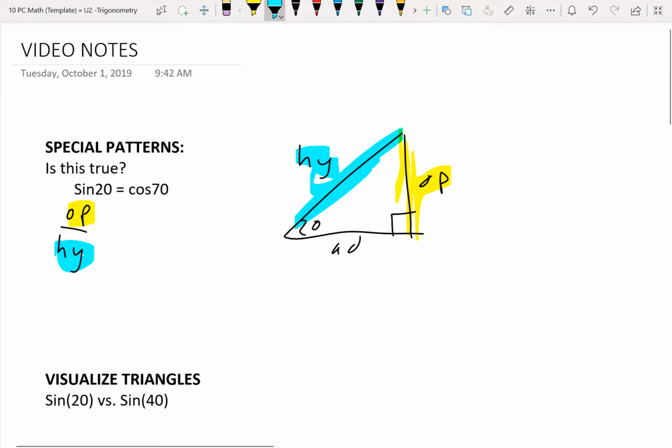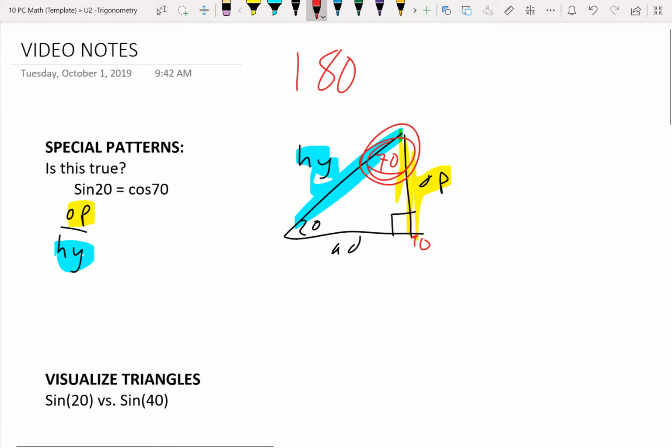Now, if we're doing cosine of 70, it's going to be a different triangle. But just pause for a sec. The total of all the angles in a triangle, any triangle, is 180. We know this is 90. We know that's 20, which means that has to be 70 in order to add up to 180. So if that was 70, it actually is the same triangle, it's just a different angle. Let's relabel the triangle.